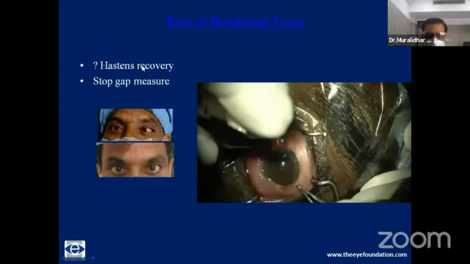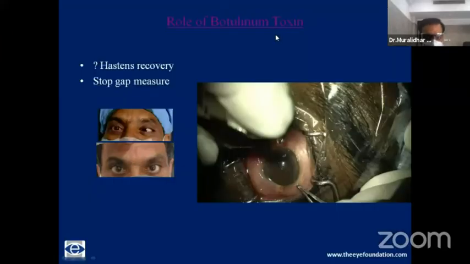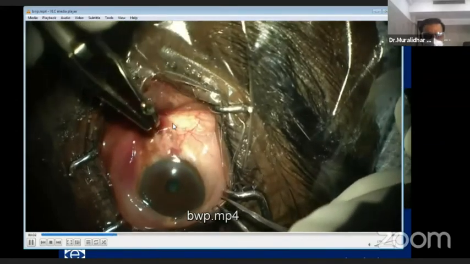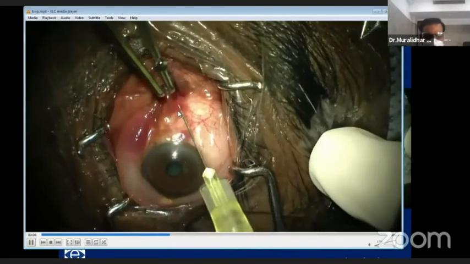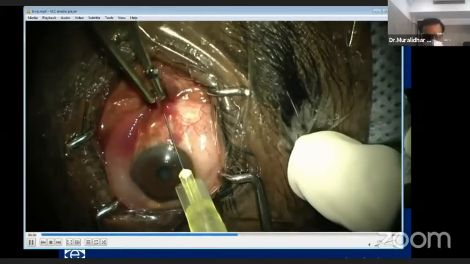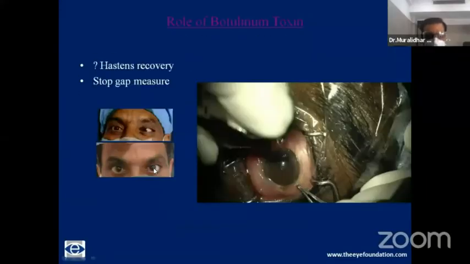Botulinum toxin, in patients who have atherosclerotic risk factors, could be a temporizing measure, especially if the patient has other commitments and wants quick relief of double vision. I grab it with the Aruga's forceps and use a 30 gauge needle to administer botulinum toxin into the medial rectus. This is before and after Botox.